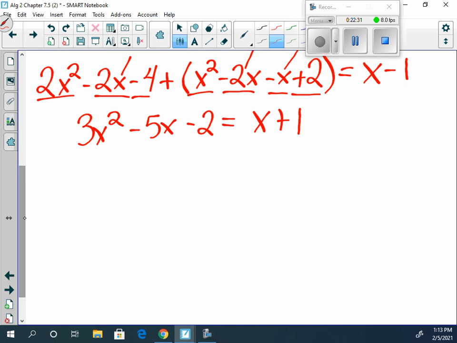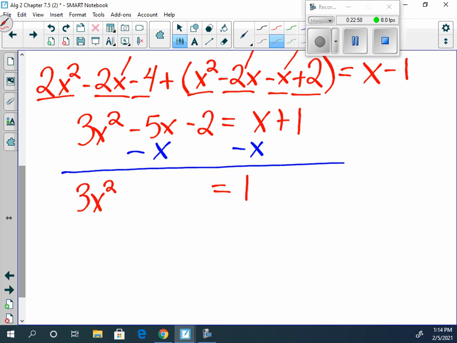Now we just need to get everything on the same side of the equal sign because it is a quadratic. We need this equal to 0. So it might be a little bit easier to move everything from the right-hand side to the left. Well, the first thing we can do here is we can subtract x from both sides. Because x minus x on the right-hand side would be 0, leaving us with 1. Over here, we're going to have 3x squared. Well, negative 5x minus x would be negative 6x minus 2.